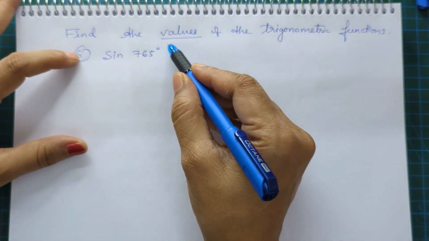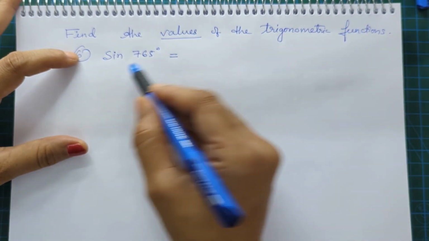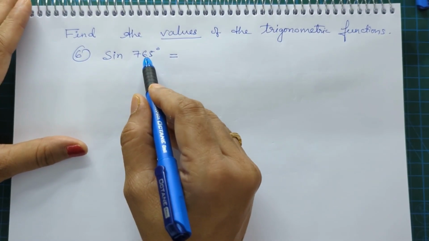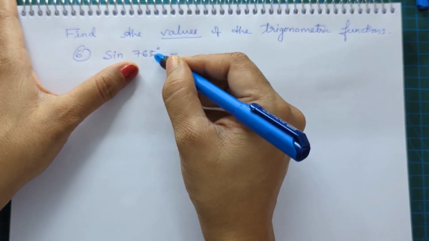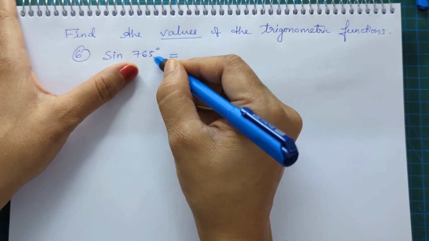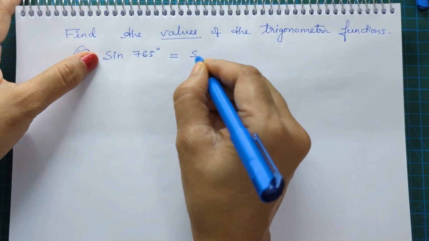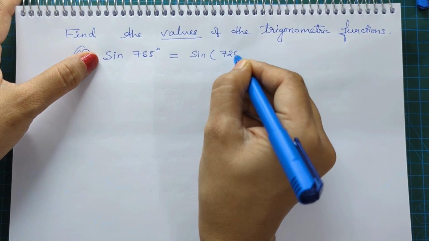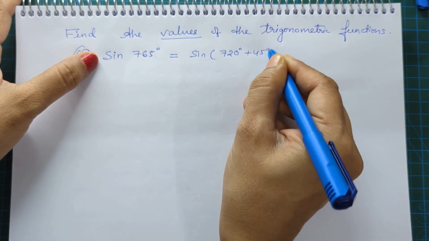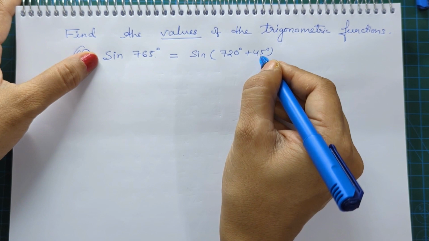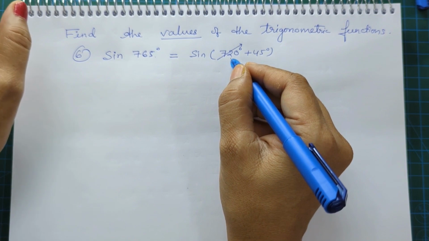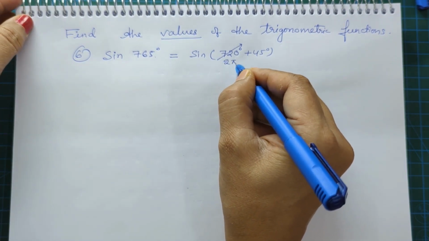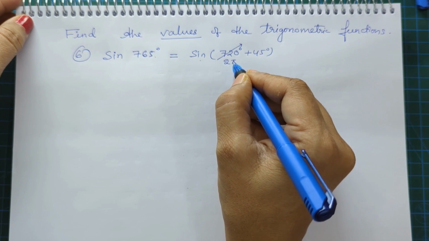Number 6 question. We are supposed to find the values of the trigonometric function. We are given sine of 765 degrees. How to get this? We have to see which multiple of 360 is very close to 765. So 720 is very close to this number. So we can write this as sine of 720 degrees plus 45 degrees. See, 720 plus 45 is 765. But what is 720? 720 is 2 times 360. 2 times 360 means 2 pi. So sine of the angle 2 pi plus 45.